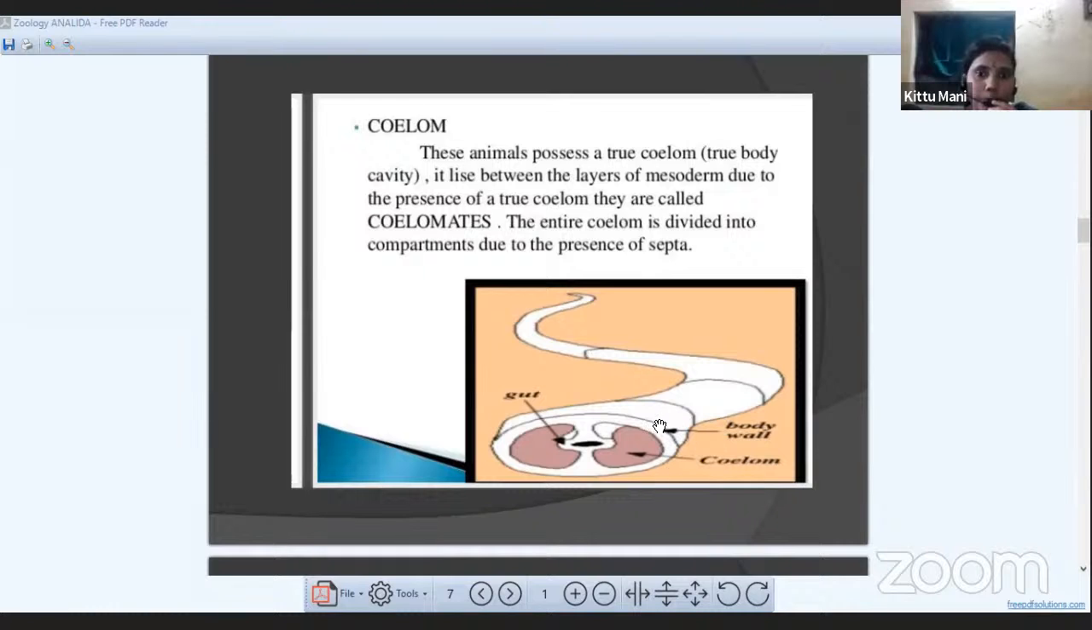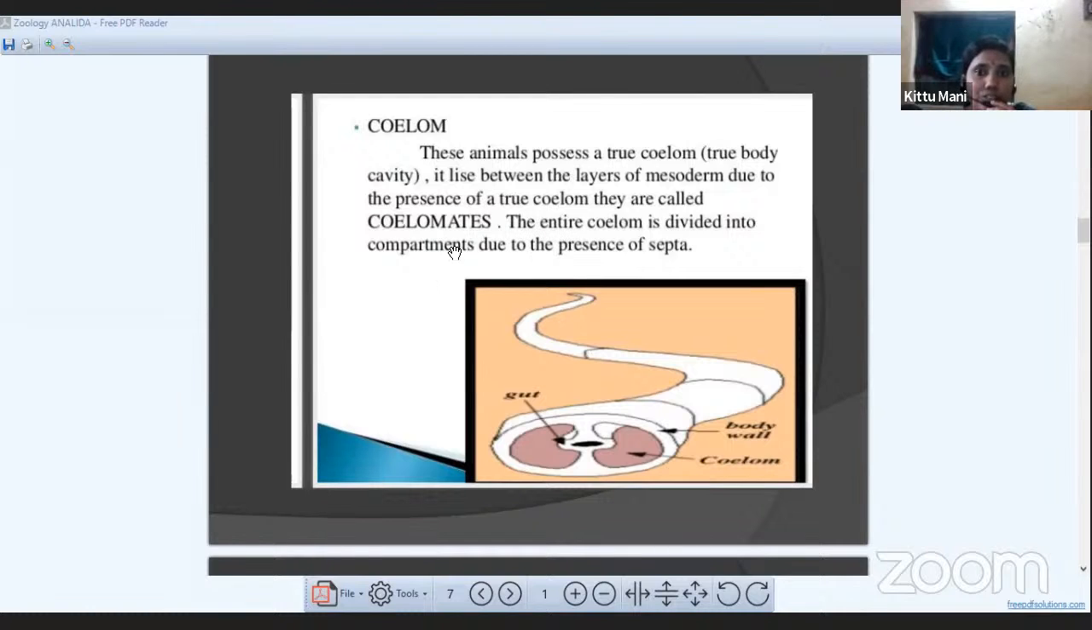Here the body wall and the gut cavity have the coelom. Which type of coelom? True coelom. Between the layers of mesoderm, due to the presence of true coelom, they are called true coelomates. Here the true coelom is present between the gut wall and the body wall. So here the annelidan organisms are coelomates.